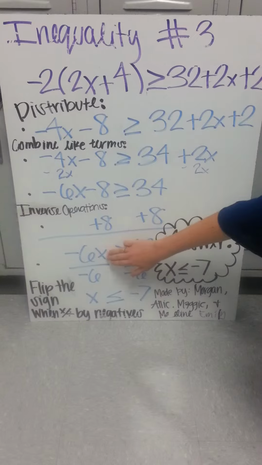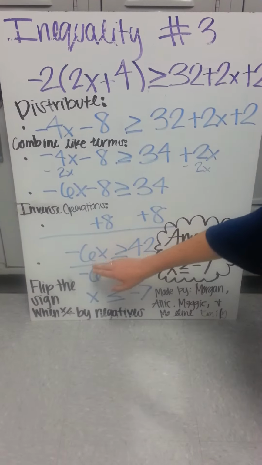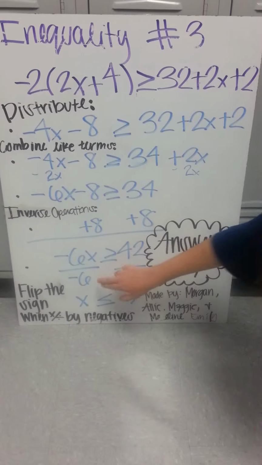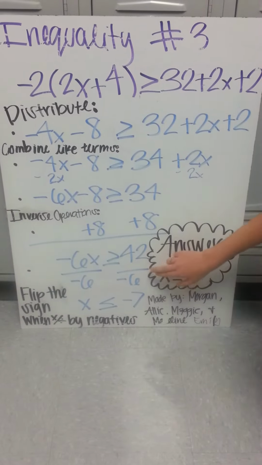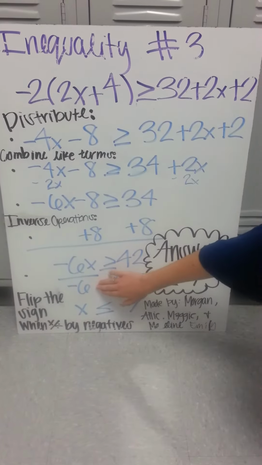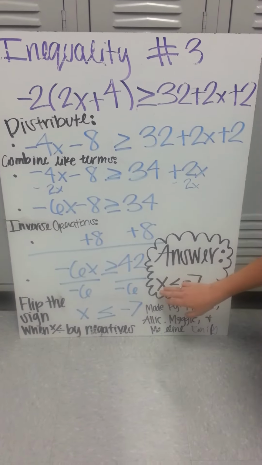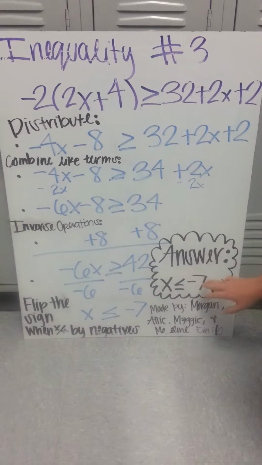And so you need to get the variable by itself, so you have to do the inverse of multiplying, and that is dividing. So you divide by negative 6, divide by negative 6. And since you divided by a negative number, you have to switch this sign, so you're left with x is less than or equal to negative 7.